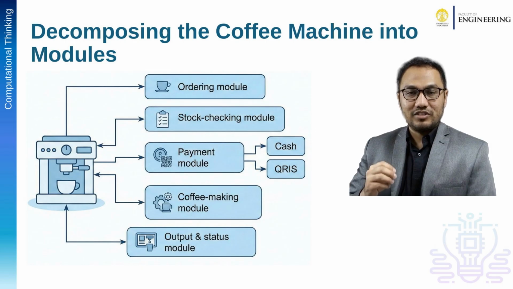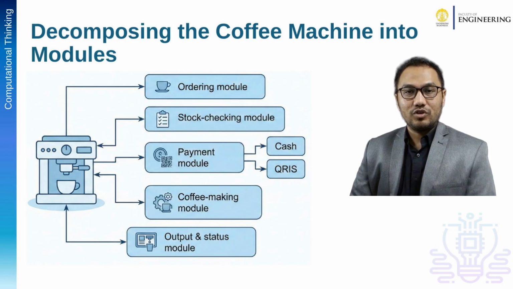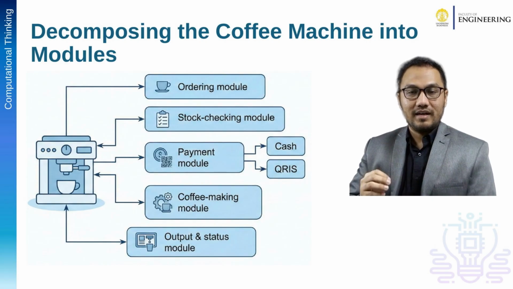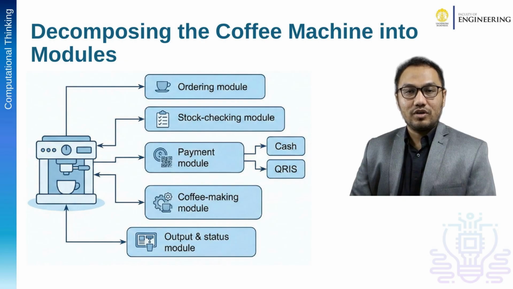Cash payment counts inserted money and checks if it is enough. QRIS payment shows a QR code and waits for confirmation from the bank server. Fourth, a coffee-making module that prepares espresso, americano, cafe latte, or macchiato according to a recipe. Finally, an output and status module that delivers the coffee and displays messages to the user. Each module is simpler than the entire machine and could be designed and tested separately.